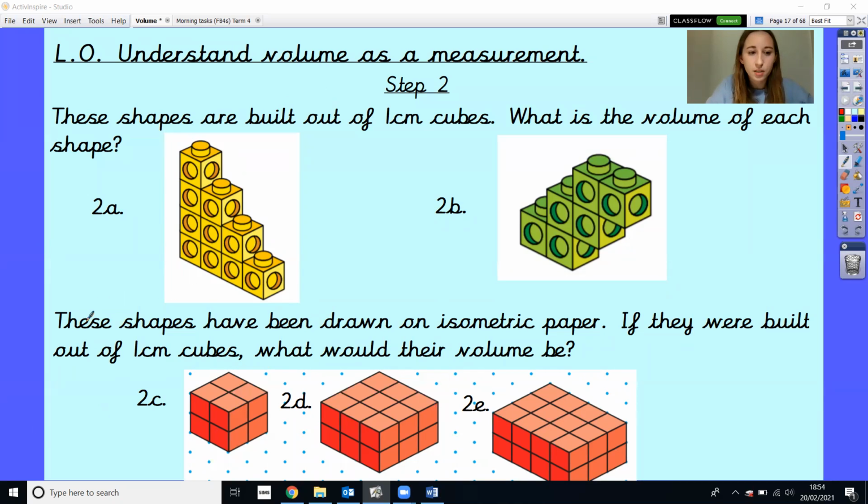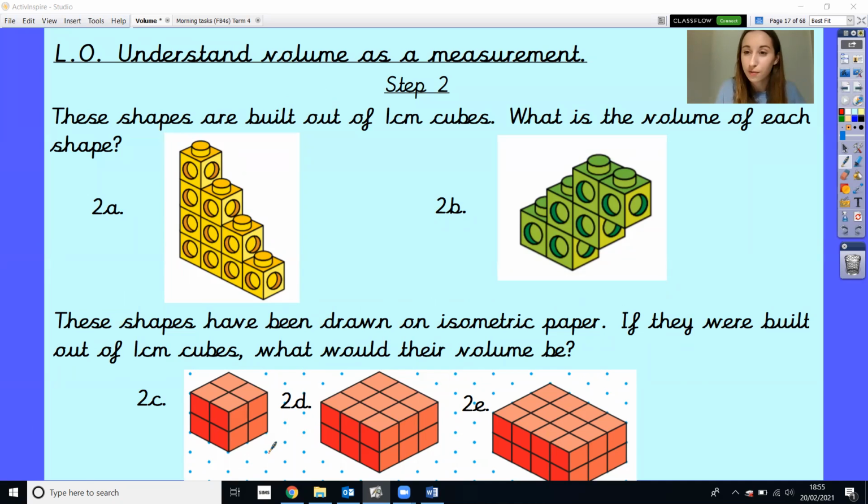Then the second part of your step 2 says these shapes have been drawn on isometric paper. That means they're drawn not on squared paper, but dotted paper, which makes it a lot easier to draw 3D shapes because you can draw diagonal lines to show the depth. If they were built out of 1 centimeter cubes, what would their volume be?